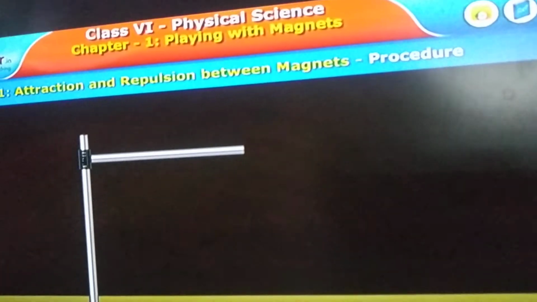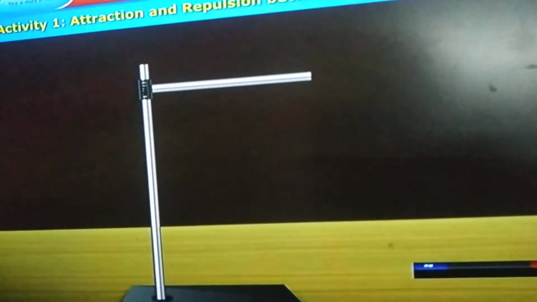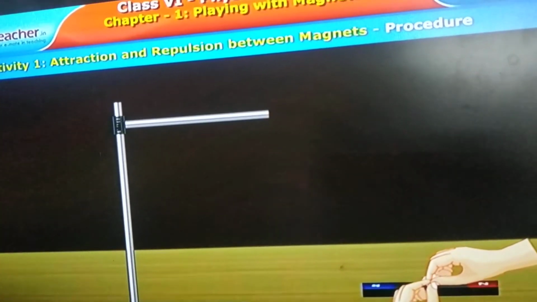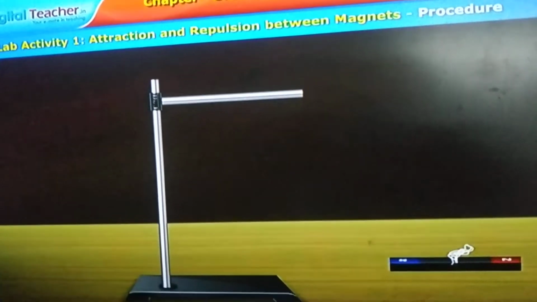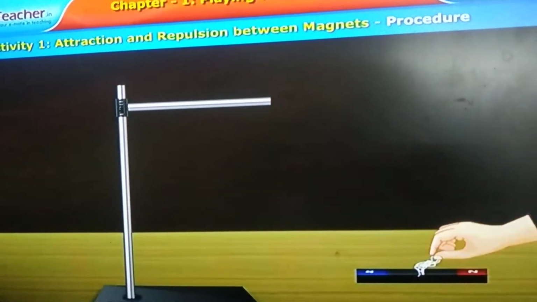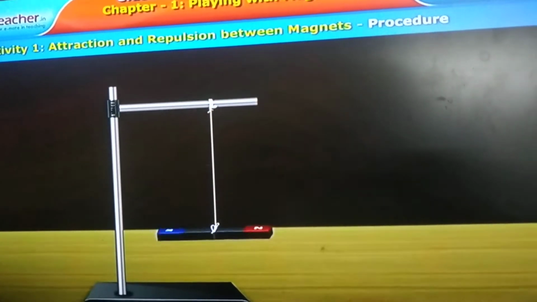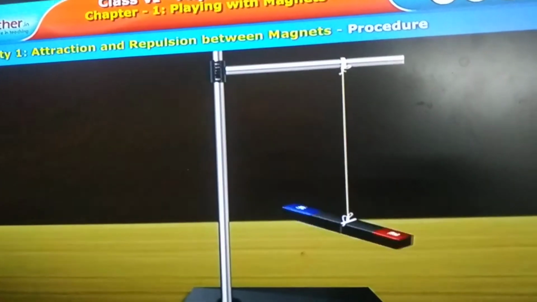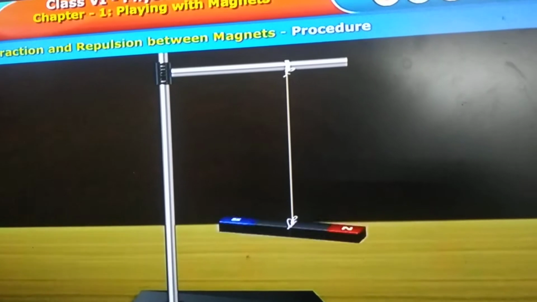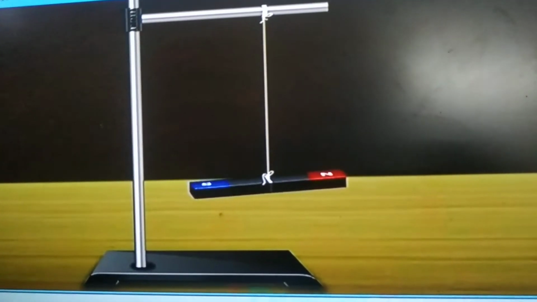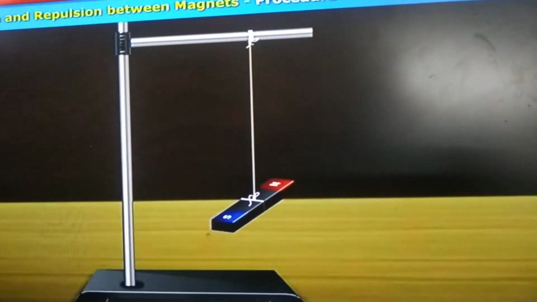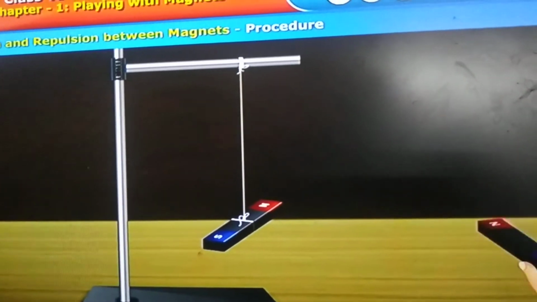Let's see the procedure. Place a retort stand on the table, take a bar magnet and tie a thread at the middle of the bar magnet. Now suspend it freely from the retort stand and wait until the bar magnet comes to rest. That means until it shows north-south directions. Okay, now it is in north-south directions.